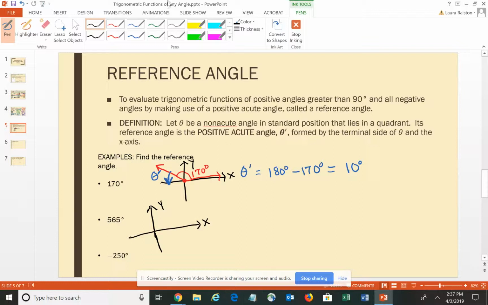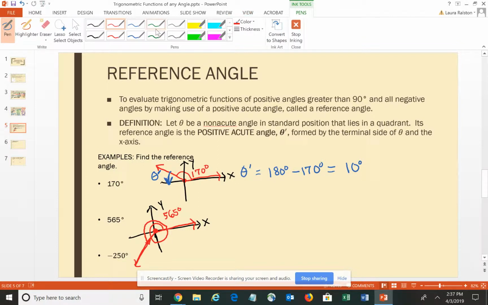In standard form, where you have your vertex on the origin, the initial side on the positive x-axis, we're going to rotate positively 565 degrees. So we go a full revolution, which is 360, and then we have to go some more to get to 565. We rotate around 205 degrees more. So that angle would be 565 degrees, which is in the third quadrant.